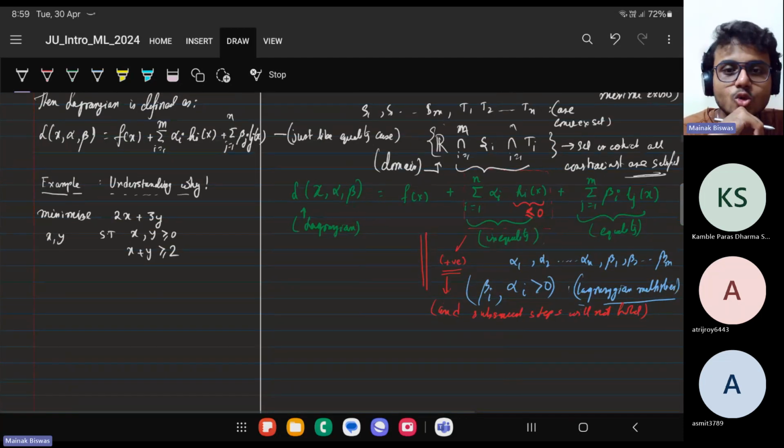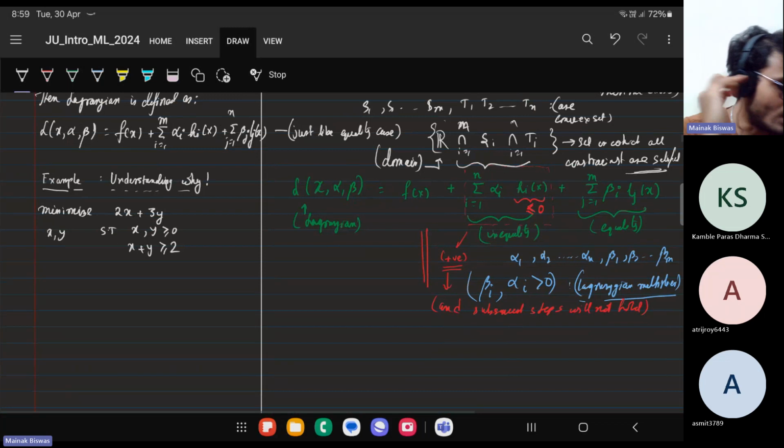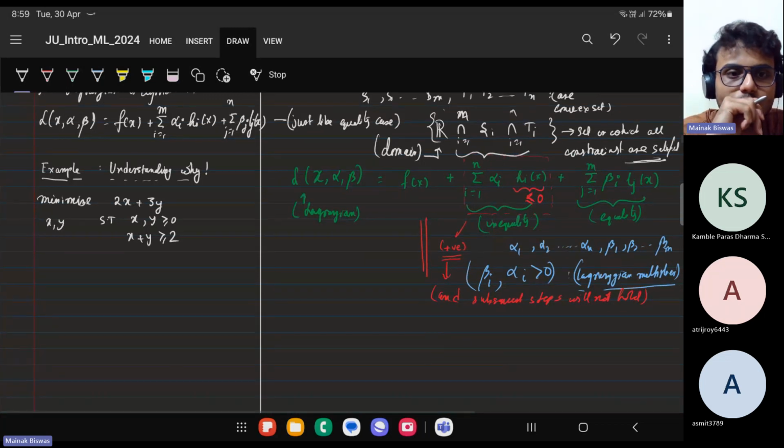So let's see how to do this. I'll give you one example. Say you want to minimize 2x plus 3y, given that x, y are greater than 0 and x plus y is greater than or equal to 2. So this is a simple problem. You can solve it in a few ways.